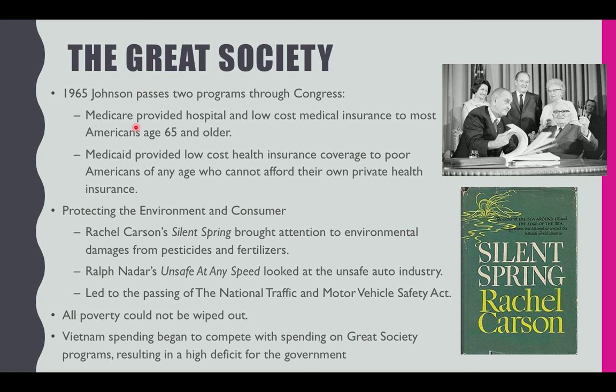The first one is going to be Medicare, which provided hospital and low-cost medical insurance to most Americans over 65. This is still in place. Medicare is the insurance that you get when you hit over 65. Medicaid was meant to be health insurance to poor Americans of any age that cannot afford their own health insurance.